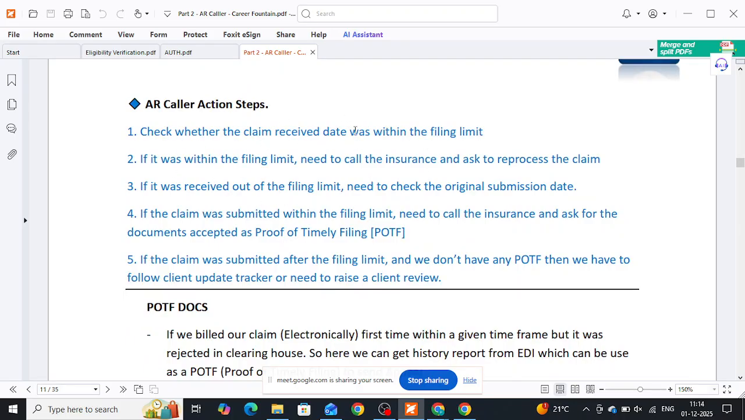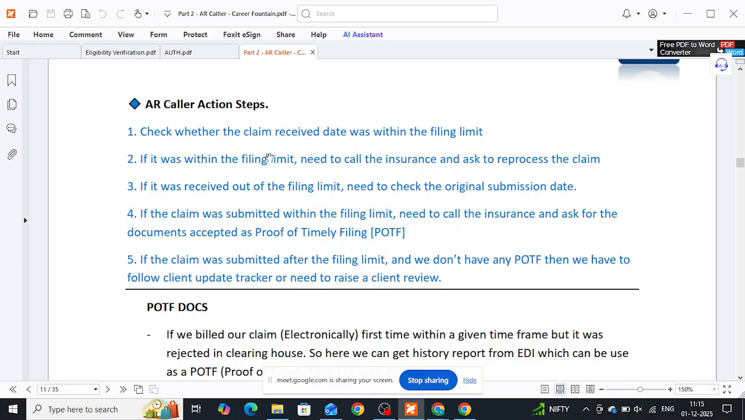First of all, we have to check in our system when it was filed, how it was filed, whether it was filed electronically or on paper. If it was filed electronically, then we can go to the EDI and check the history, whether it has been accepted or rejected, and when it was first billed. All that history is available there. If it was billed through paper, then we can check in the system on which date it was first billed.